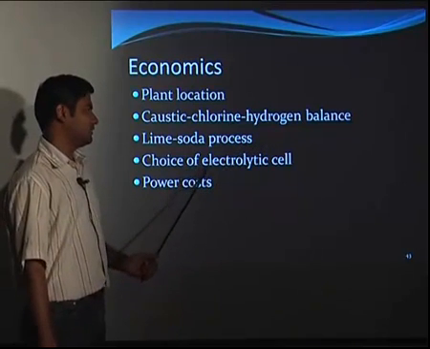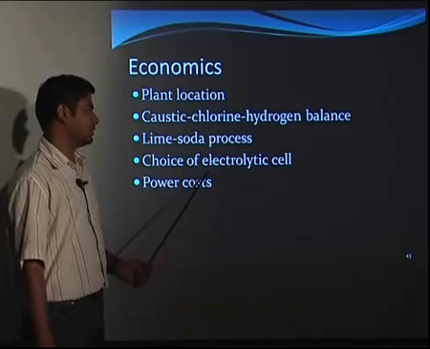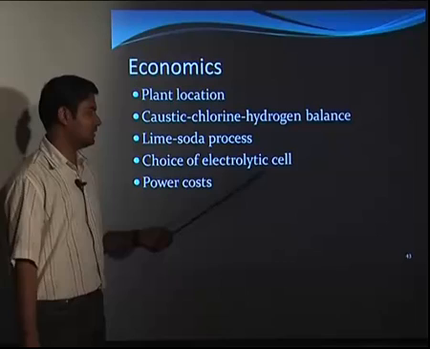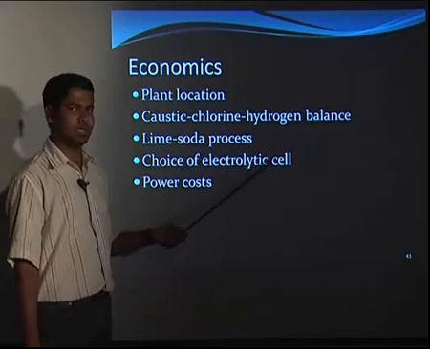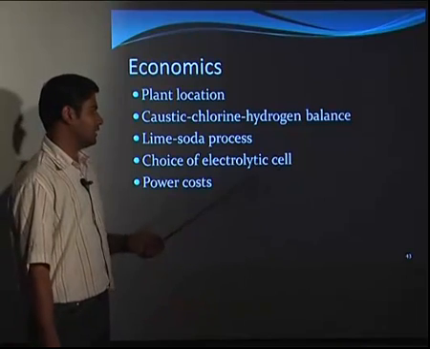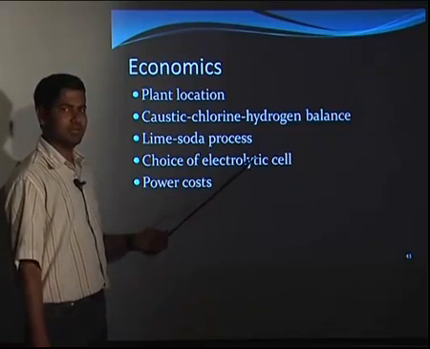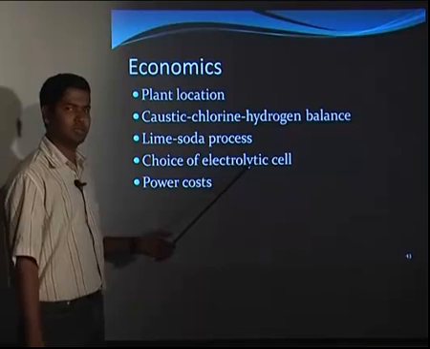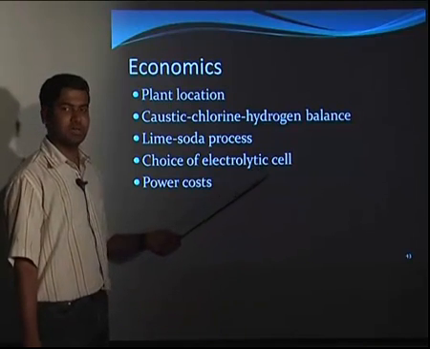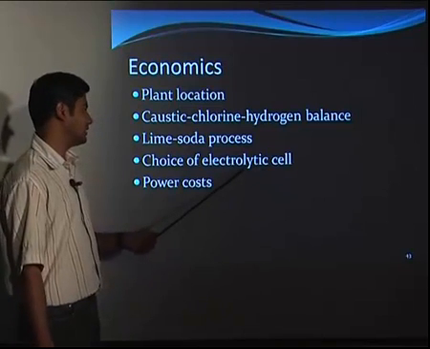Then we have the three different kinds of cells, so we always have to go for the choice of electrolytic cells. If you want the plant to be environmentally safe, then we can have the membrane. If we can produce membranes of very good quality, then we can choose membrane cells. Otherwise, we have to go for the diaphragm or the mercury. So depending upon your capital investment and the quality of product, we can choose the electrolytic cells.